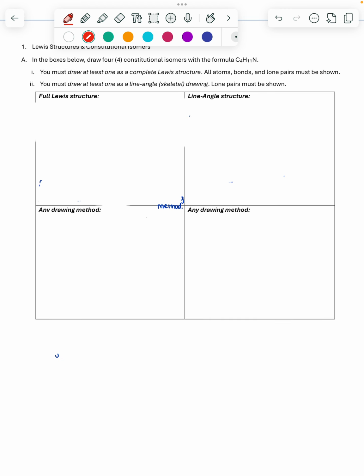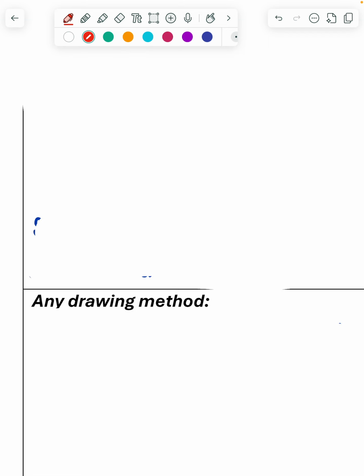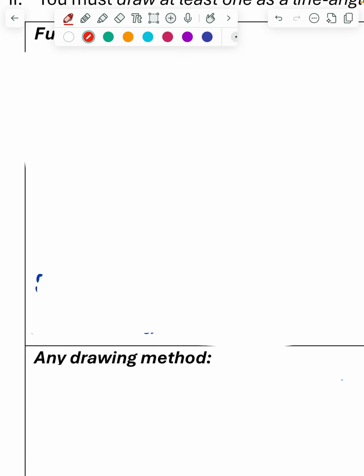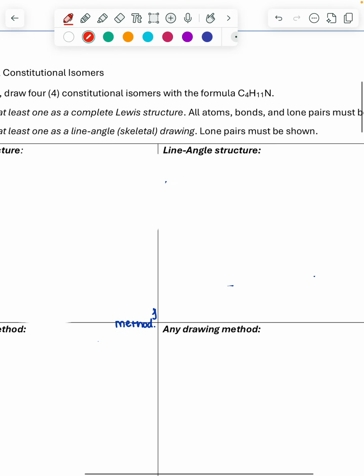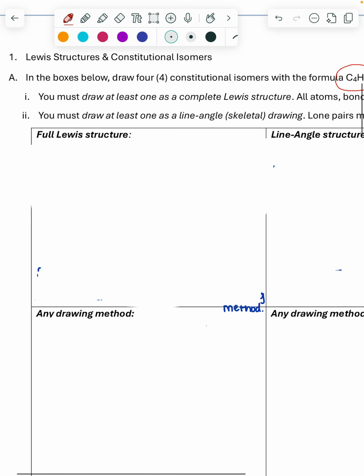So this has many ways to draw these. I'm just going to draw a couple of them. The first one is the full Lewis structure. This is the formula that we're doing.